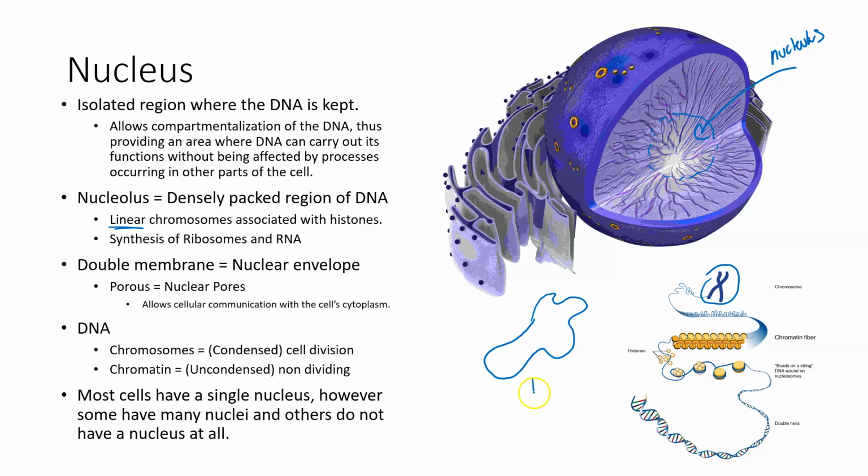In prokaryotes, it's actually a large ring. Okay, so that's what we say. It is circular in nature in prokaryotes and linear in nature in eukaryotes.